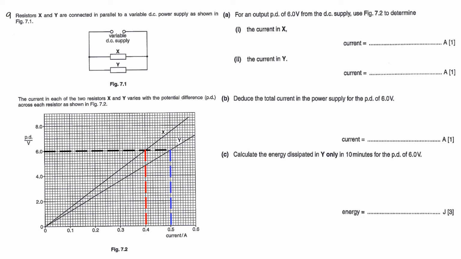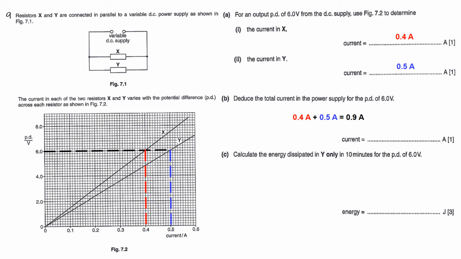From a potential difference of 6 volts, we find the current from the x-axis for both X and Y. So the current in X, represented in red, should be 0.4 ampere. The current in Y, represented by the blue line, gives us 0.5 ampere. Since current splits in a parallel circuit, what is the total current? We add it together. 0.4 plus 0.5 gives us 0.9 ampere.